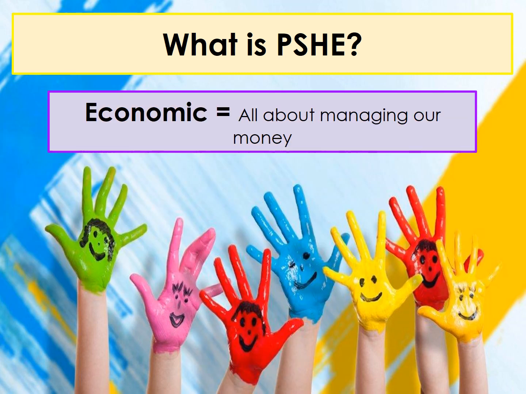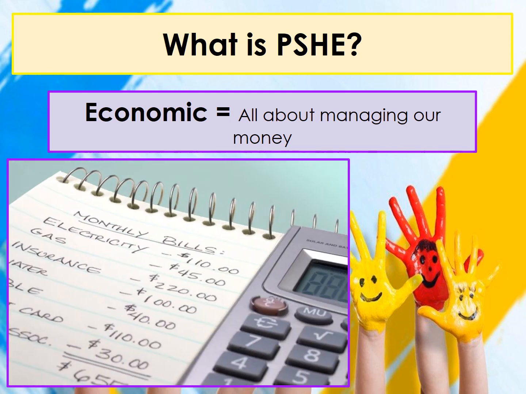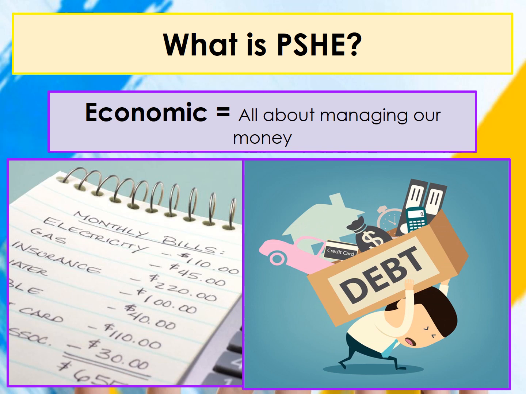The E in PSHE stands for economic, which is all about managing your money. We look at things like what you might spend your money on in the future, how to budget and save your money, as well as things like having debt which might negatively impact you in the future.